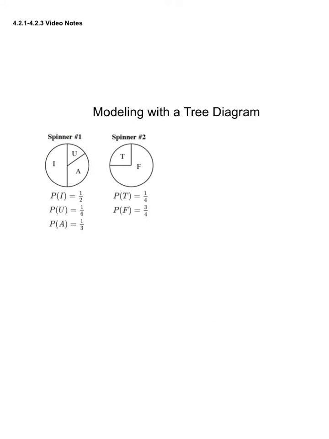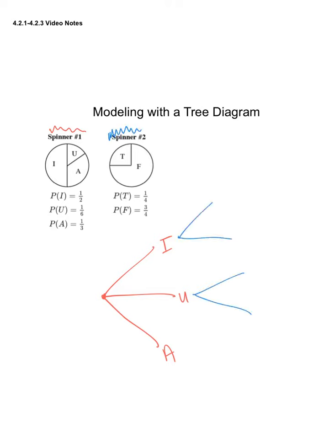You don't have an equal chance of winning or losing. All right, let's take this same game and let's make it a tree diagram. I'm going to make the first spinner my first set of branches. Now you've seen some tree diagrams in your homework, so we're familiar with how they start. I'm going to label them I, U, and A. Then I'm going to take my second spinner and make that a new set of branches from each branch point here. And I'm going to label T and F, and T and F, and T and F.